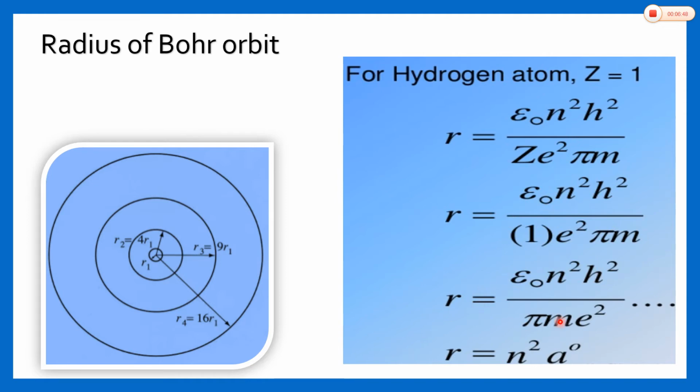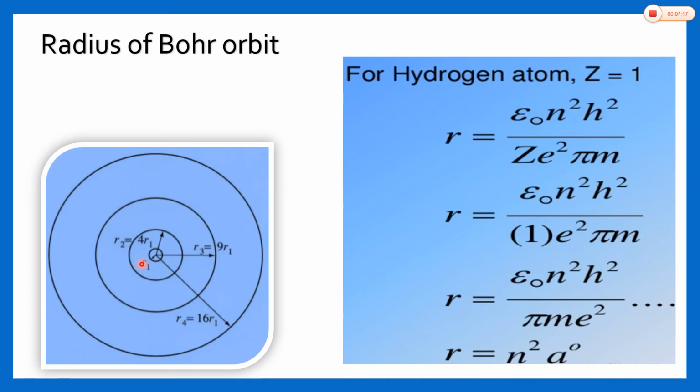Now in the hydrogen atom, if we want to find the equation for the radii of the different orbits, we can put different values of n, and epsilon 0 h square upon pi m e square is the constant value. For the first orbit we put n is equal to 1, we get r is equal to epsilon 0 h square upon pi m e square. We refer to this value as a to the power 0. So we get the different radius here.